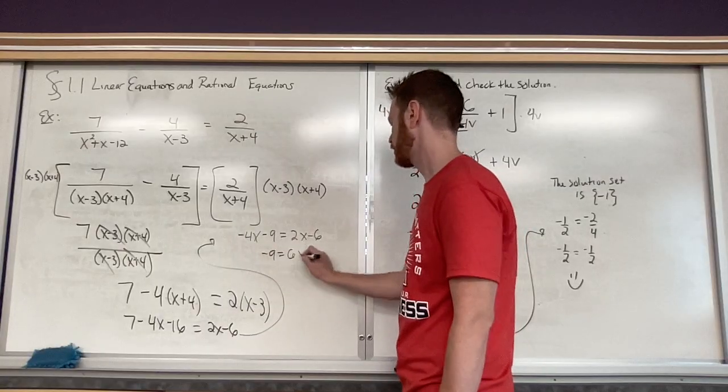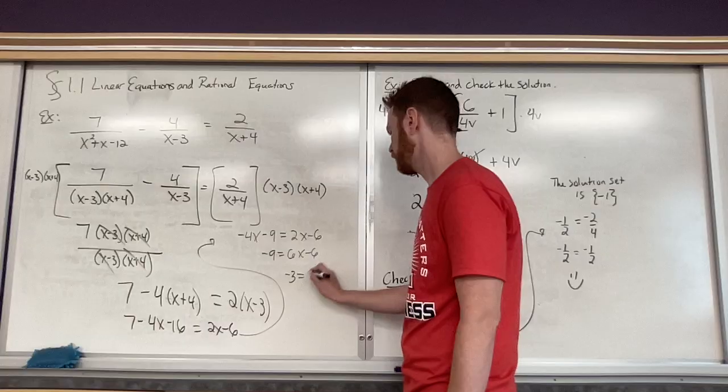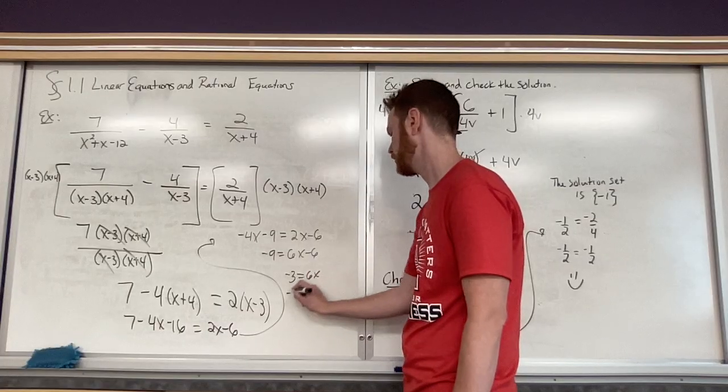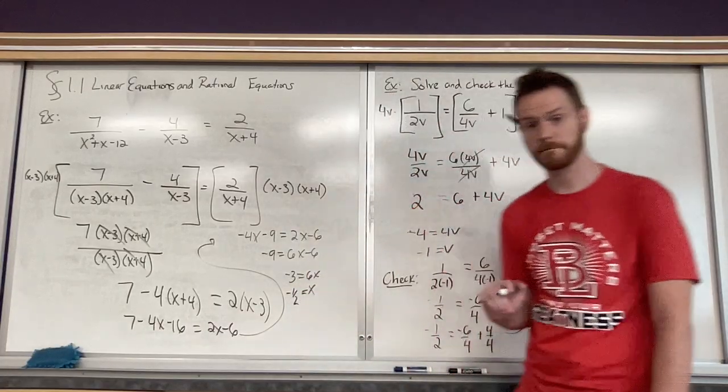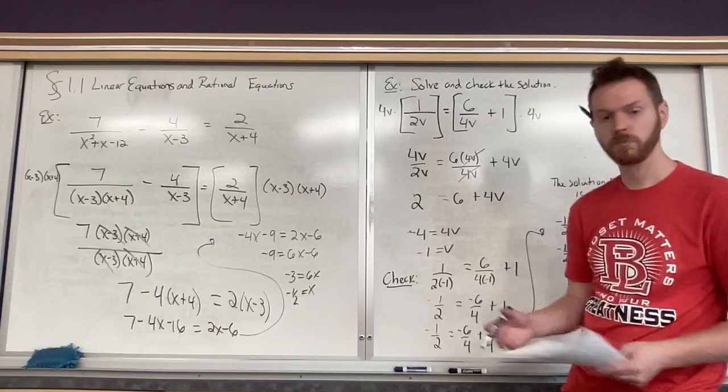Negative 9 equals 6x minus 6. Add the 6 over. Negative 3 equals 6x. X must equal negative a half when you reduce it afterwards. Okay? And once again, we should check our work.